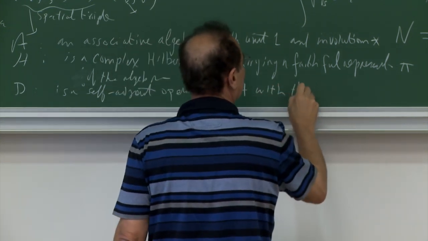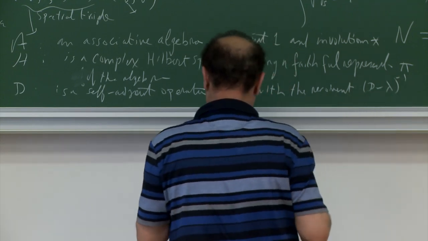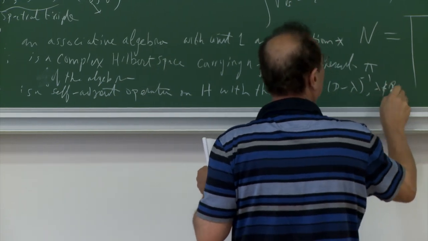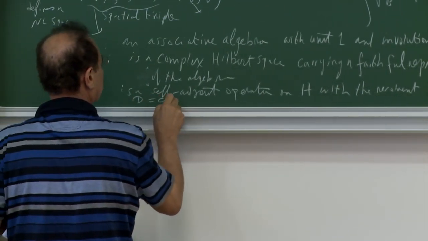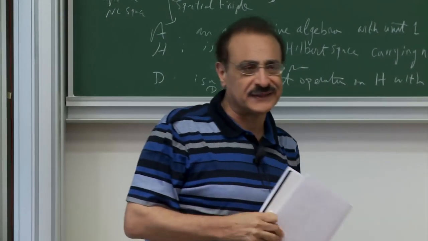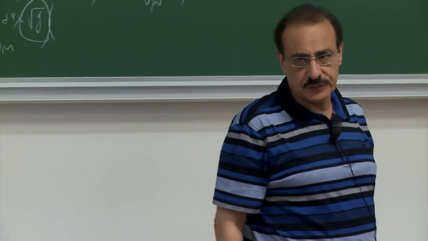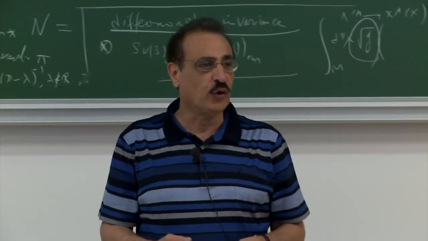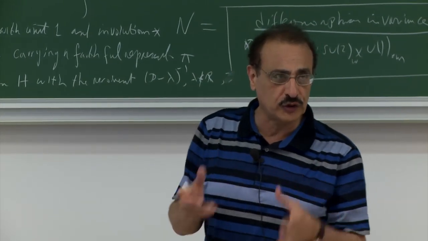With the resolvent (D minus lambda) inverse, where lambda is not an element of R, is compact. D is, for physicists, the Dirac operator. It's a generalized Dirac operator. For people who are familiar with Dirac operators, you know that on curved spaces, for mathematicians, with the Atiyah-Singer index theorems, the Dirac operator carries a lot of information about the topology of the space.